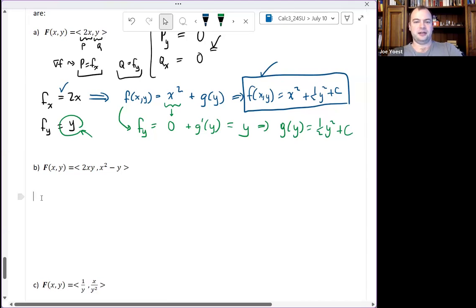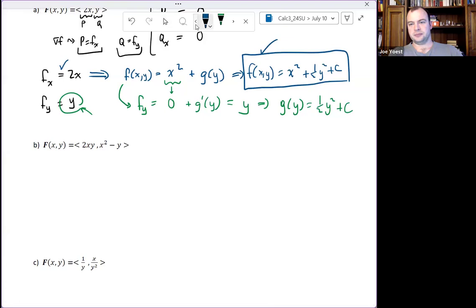Okay, let's look at B. So again, I have an x component and a y component from my vector field.